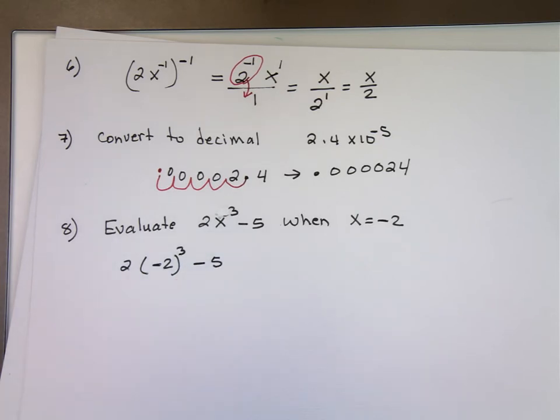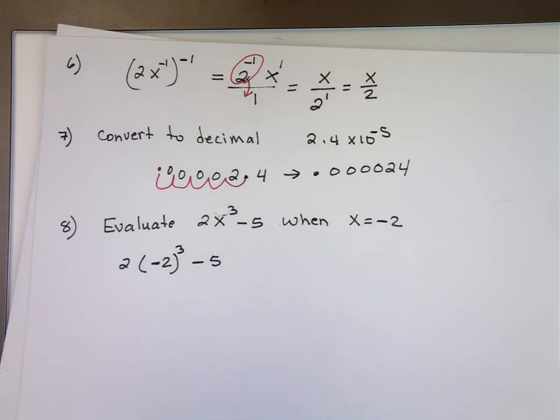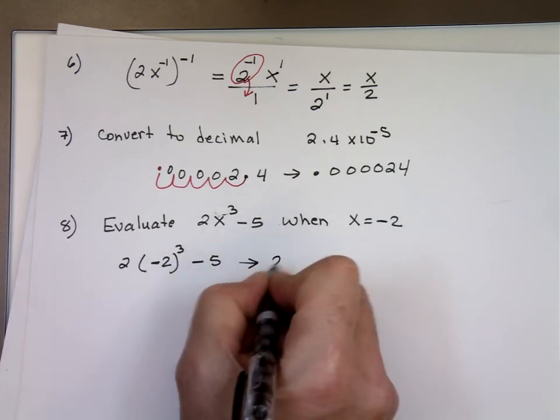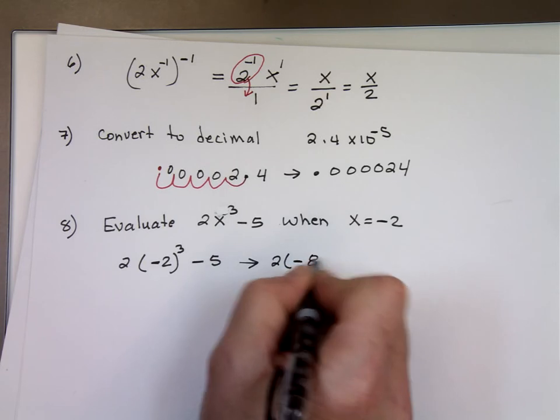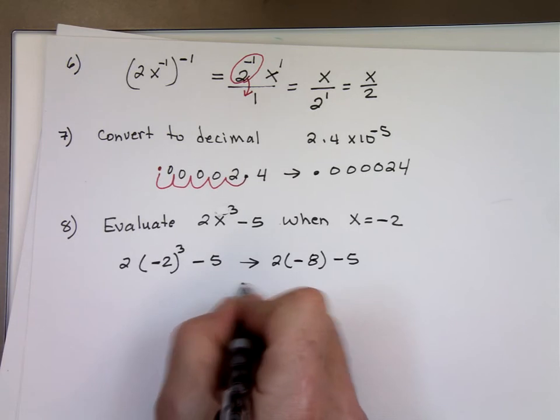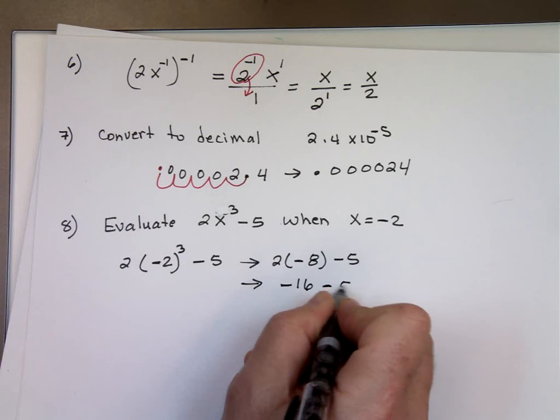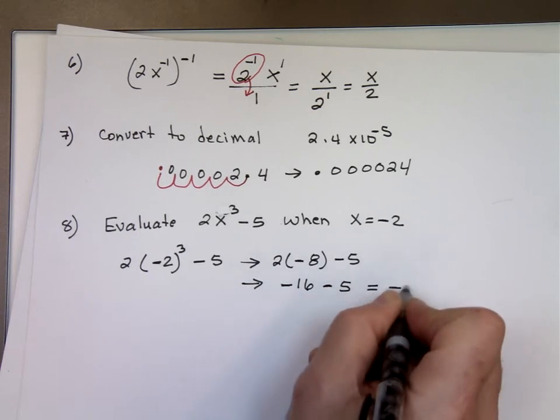Order of operations. What is it? PEMDAS, parentheses first, exponent second. I have an exponent here. Negative 2 cubed. That's negative 2 times negative 2 times negative 2. Negative 8. Then we do the multiplication next. What's 2 times the negative 8? Negative 16 minus the 5, which is what? Negative 21.